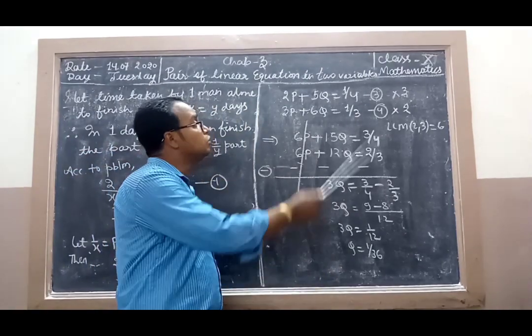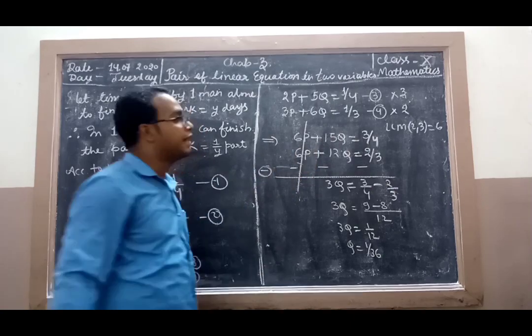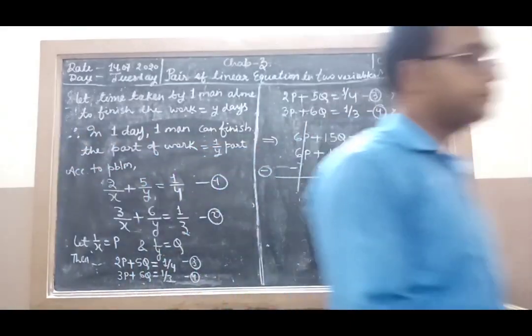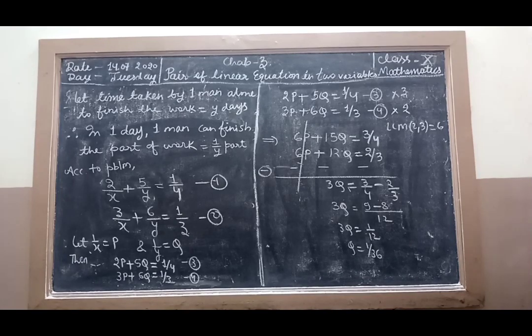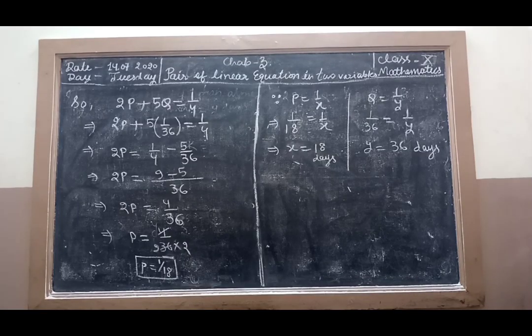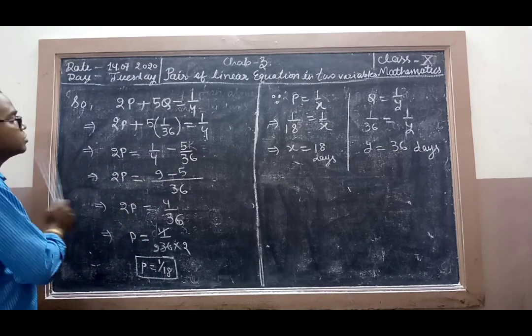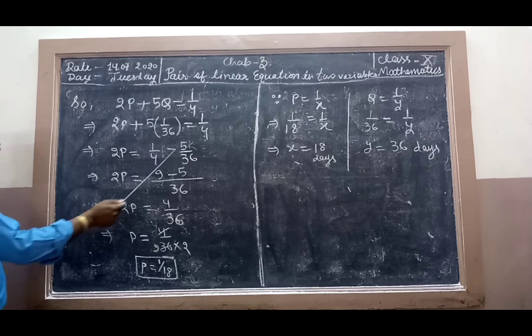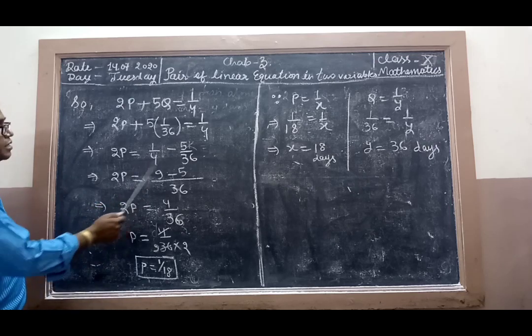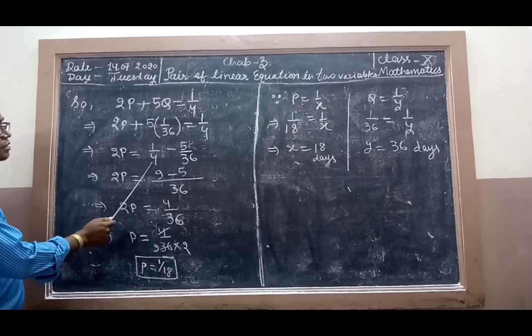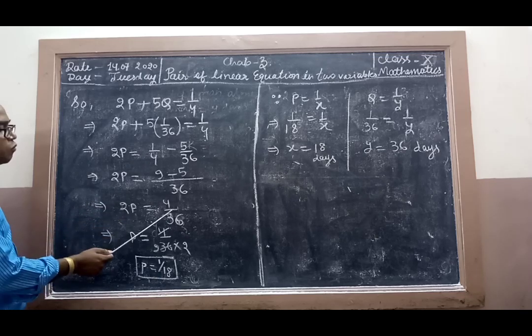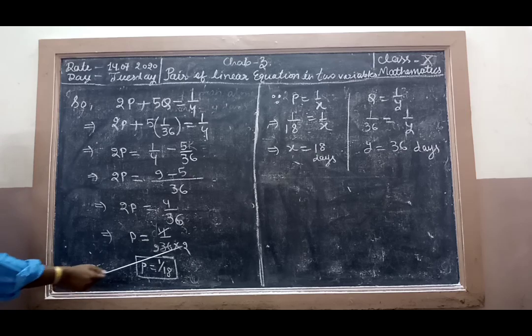Now put the value of q in equation 3 and get p. So 2p plus 5q equals 1 upon 4. On putting q equals 1 by 36, we have 2p equals 1 upon 4 minus 5 upon 36. On taking LCM of 4 and 36, it is 36. 4 nines are 36, so 1 into 9 is 9, 9 minus 5 is 4 by 36. So 2p equals 4 by 36, so p equals 2 by 36, and 2 cancels out, so p equals 1 by 18. q equals 1 by 36 and p equals 1 by 18.